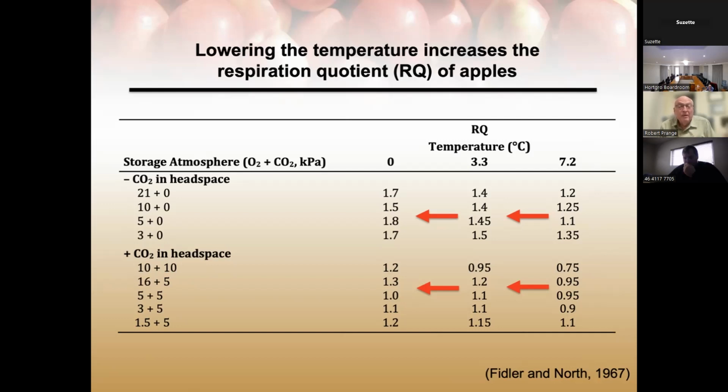Whether you have no CO2 present, which is the top group here, or CO2 present, you will see as you drop the temperature from 7.2 down to 0, RQ is going up. That means CO2 production divided by oxygen consumption goes up. In fact, if you didn't know anything about the factors involved here, you could look at those 0 Celsius degree values and say, these fruits are anaerobic. That's an RQ associated with anaerobic fruit, but it's not. It's just simply dropping the temperature on the fruit.